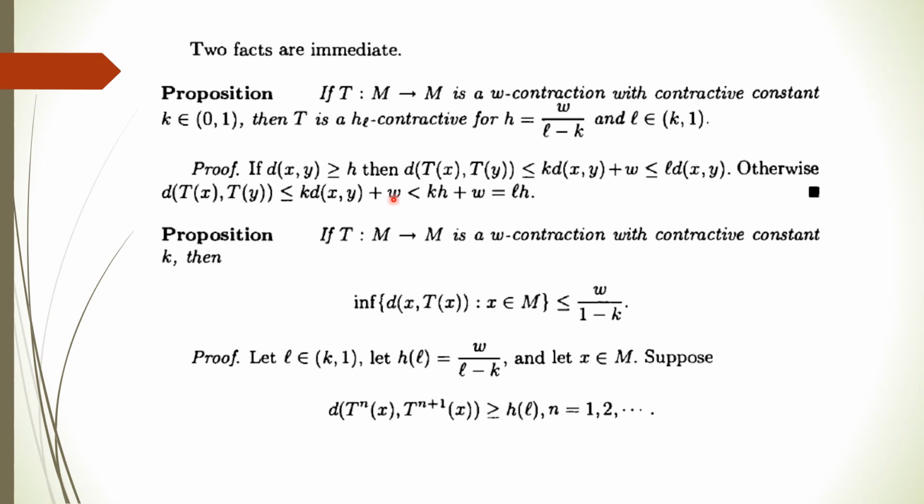Right? Because in this case d(x,y) is greater than or equal to h, which means it is greater than or equal to w upon L minus k. So in that star inequality, whenever this thing is greater than or equal to this number, this should be less than or equal to L times. So this is proved. Otherwise, if this number is less than h, then you can replace this d(x,y) with h. Now k h plus w. Now you substitute the value of h over here and you get this is nothing but L h. So this k h plus w is nothing but L h.